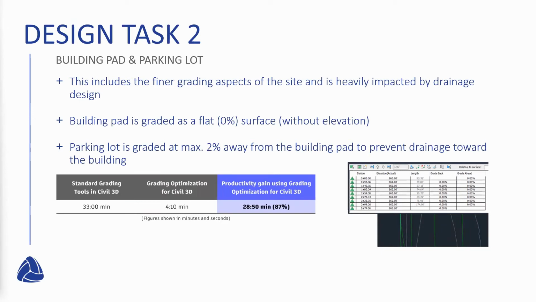So just to give you guys an idea of how this was set up, the building pad was graded as a flat or 0% surface. So we have a 0% surface or slope all throughout our building pad. And it was basically set up to not be done with an elevation. So in the box that was prompted, basically just said no elevation. So the software can then decide what elevation to place this at. Then the parking lot, which was next to that, was graded away at a 2% maximum slope from the building pad to prevent drainage towards the building.